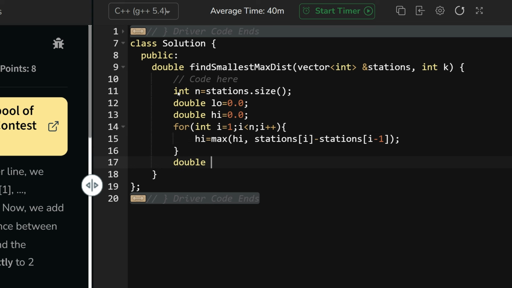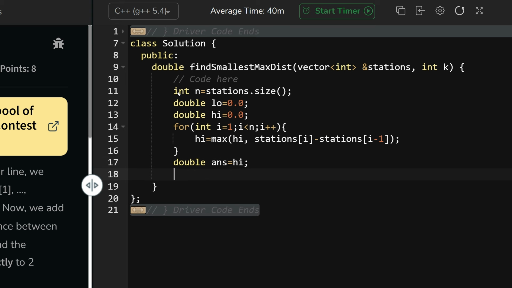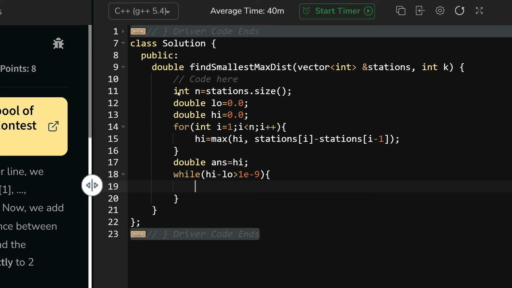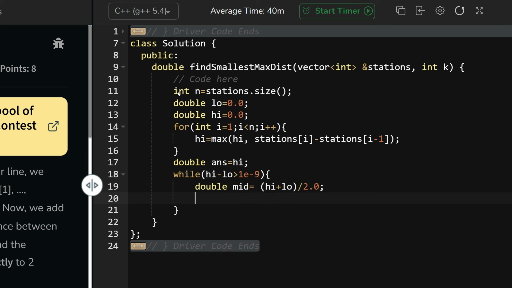Now my one potential answer is, I want to find an answer less than or equal to high, because high is always achievable, right? It will be the answer, right? Now moving forward, I will run my loop while high minus low is greater than 1e-9, right? Because that is a very small value, right? Now my double mid will be equal to high plus low divided by 2. High plus low divided by 2, and let us take 2.0 for better precision.